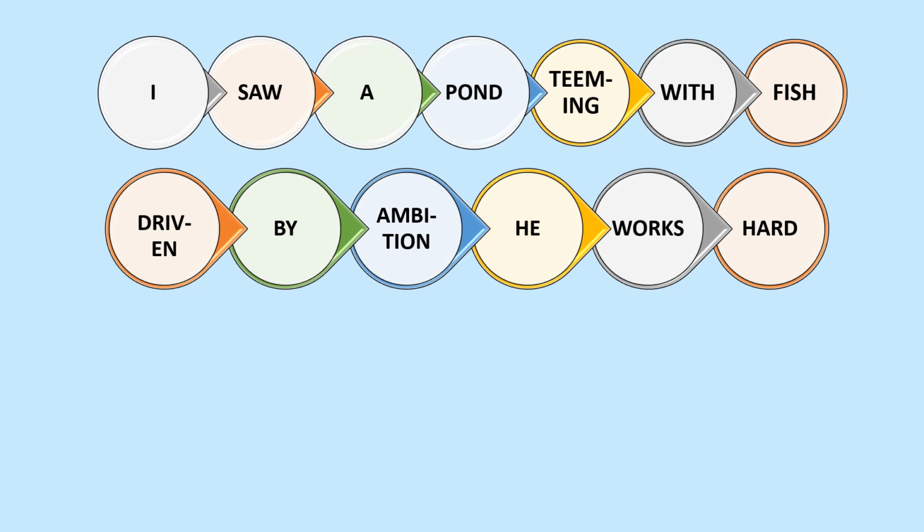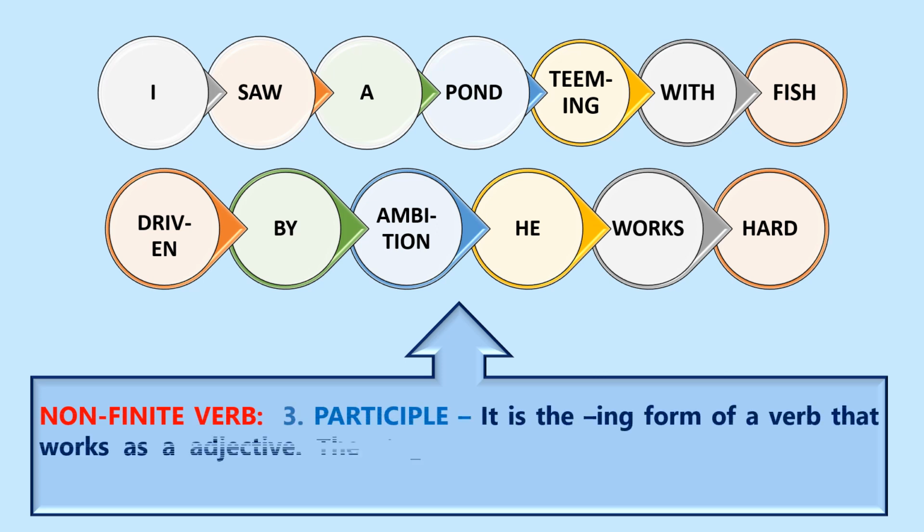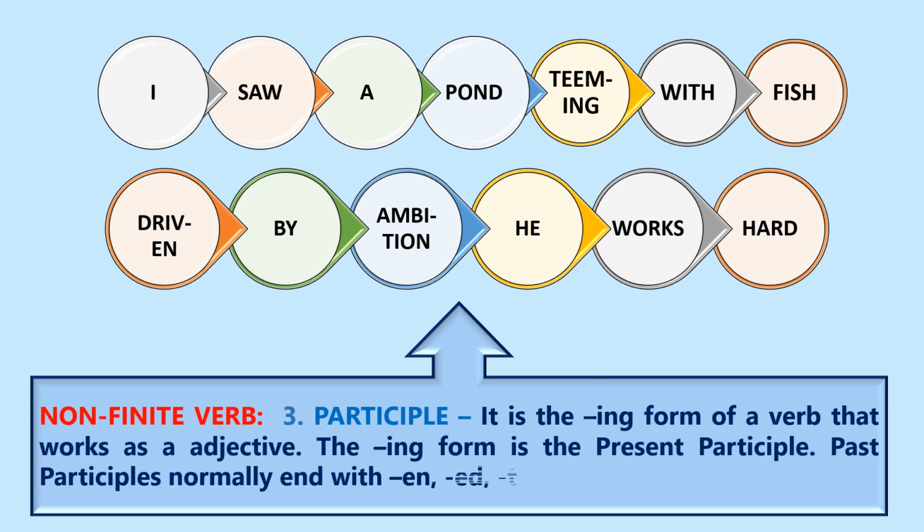So when we use words like this, which describe something in a sentence, that brings us to the third type of non-finite verb, which is a participle. It is the ing form of a verb that works as an adjective. Ing form is the present participle and the past participles normally end with en, ed and t. And as I told you before, there's another video on my channel only dealing with the three types of participles. You can refer for better understanding.